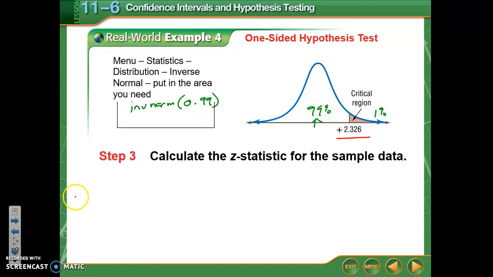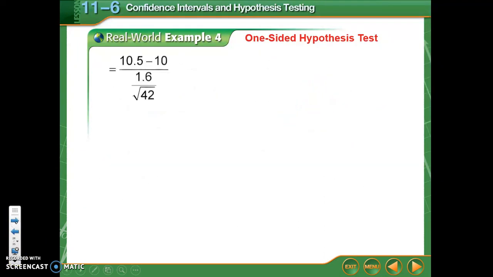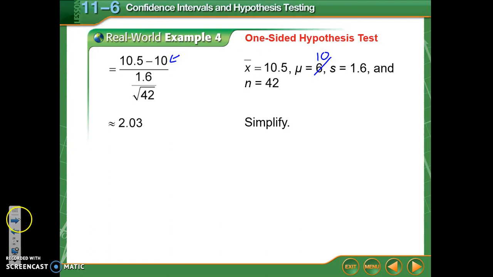So we're going to calculate the z statistic then for this sample data. Here's my formula, and you should be able to look at that back in that key concept box as well. Yet another typo, this should be 10. My sample mean is 10.5. My hypothesized population mean is 10. Standard deviation 1.6, and n is 42. So I plug that in, and I get 2.03 as my z statistic.